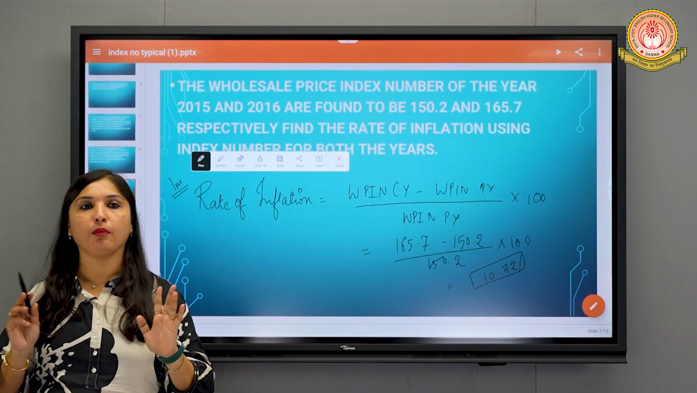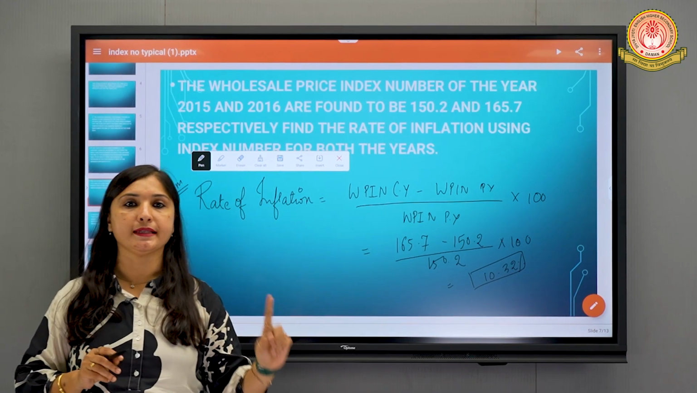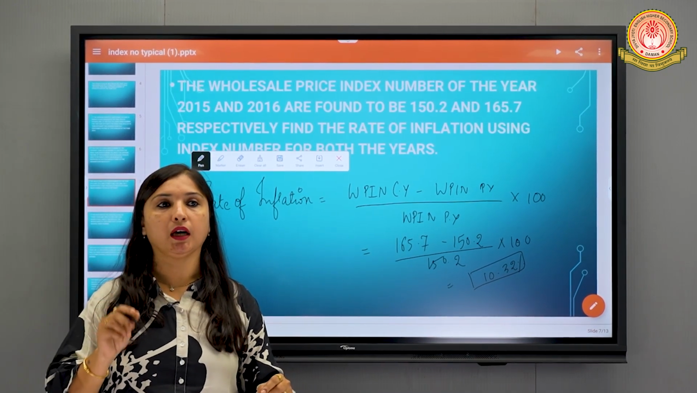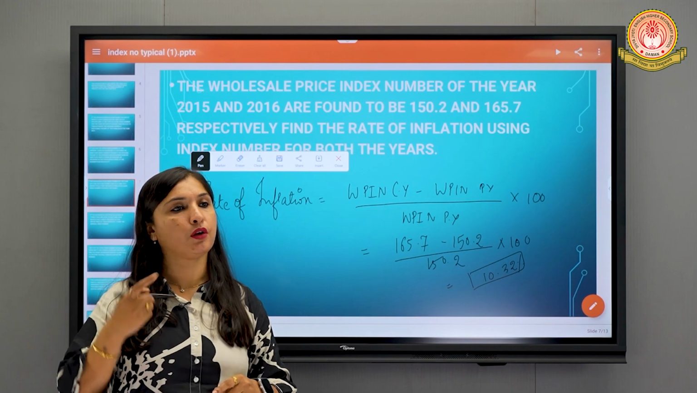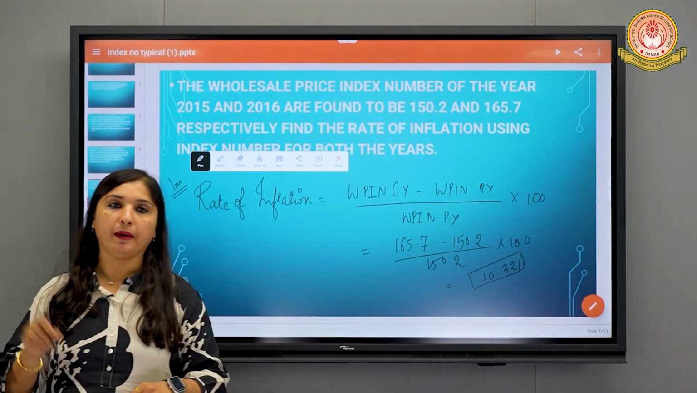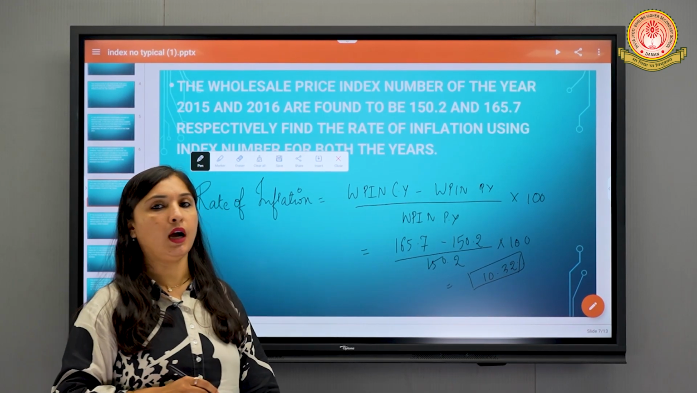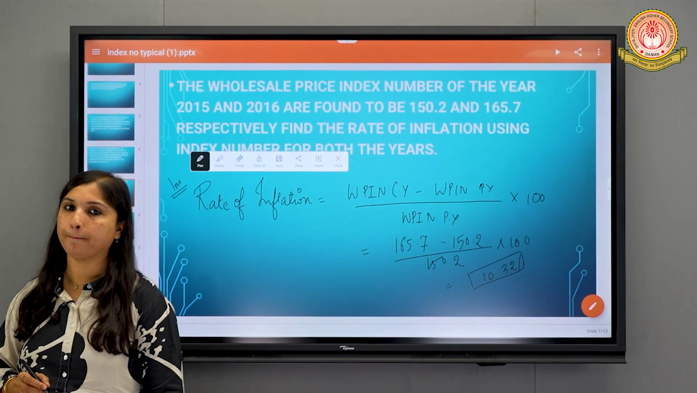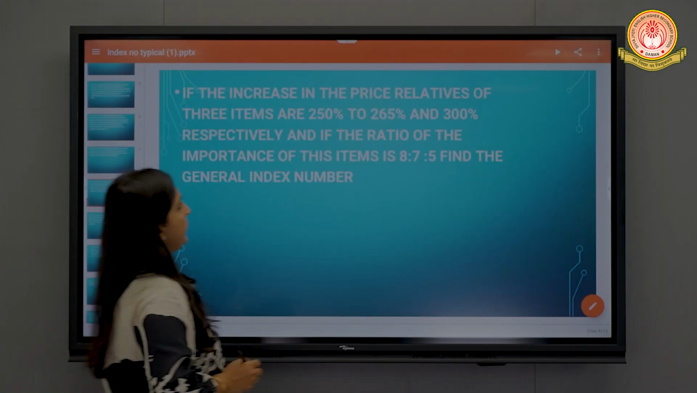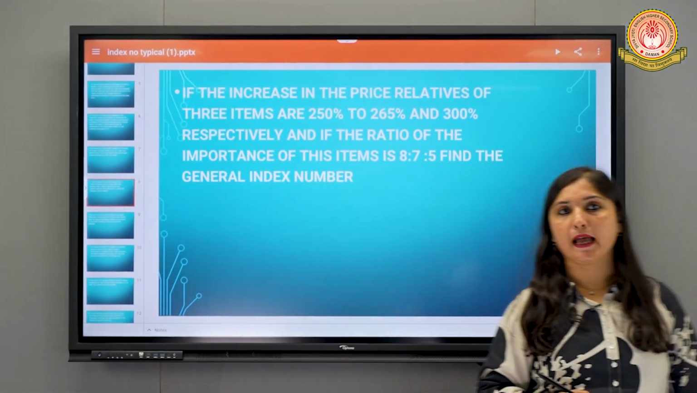Rate of inflation formula. What is the formula? Wholesale price index of the current year minus wholesale price index of the previous year, divided by wholesale price index of the previous year, into 100. Is it clear to everyone? Yes, very good. We'll see the next example.